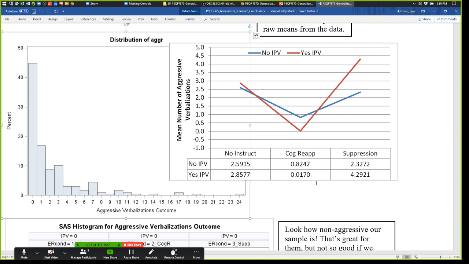So, 45% of the people said no mean things. All the way up to some person who said 24. You know what her question was? What's the best transformation I should use to make this more normal?